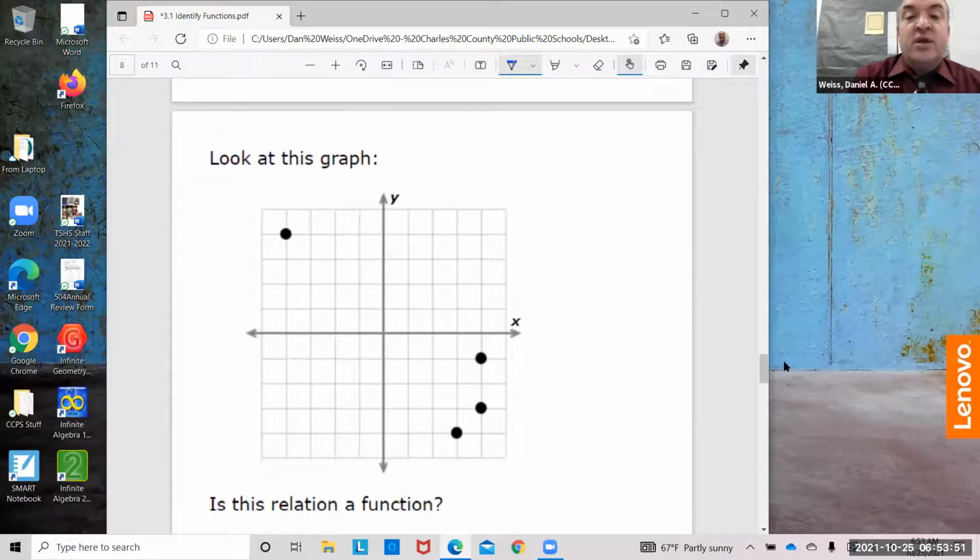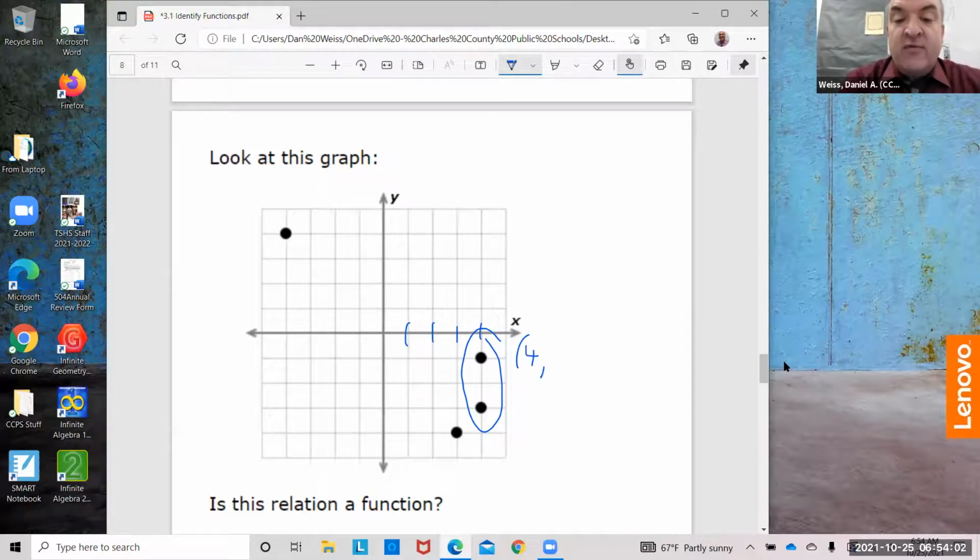Is this a function? No, the x value repeats, right? Here's 1, 2, 3, 4. Here's 4, -1. Here's 4, -3. The x repeats, not a function.